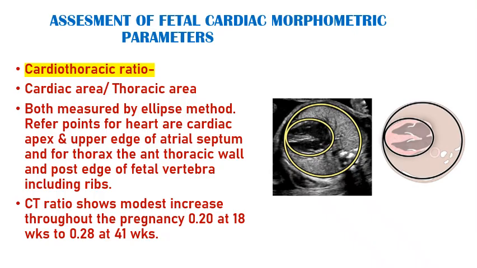For biometry, we can check the cardiothoracic ratio, which is cardiac area divided by thoracic area. Both are measured by the ellipse method. Reference points for the heart are the cardiac apex and upper edge of the atrial septum, and for the thorax, the anterior thoracic wall and the posterior edge of the vertebra, including the ribs. The CT ratio shows a modest increase throughout the pregnancy, that is, 0.20 at 18 weeks to 0.28 at 41 weeks.